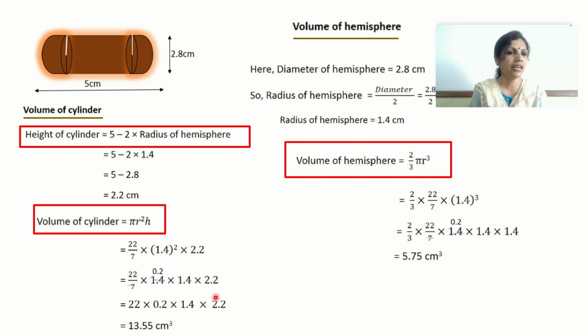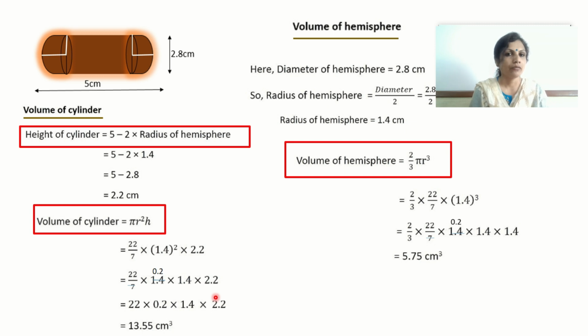This part, can you see? This is the radius of the hemisphere. And if we subtract both the radius from the total height, we will get the height of the cylinder, because we will need that. So let's find out one by one.